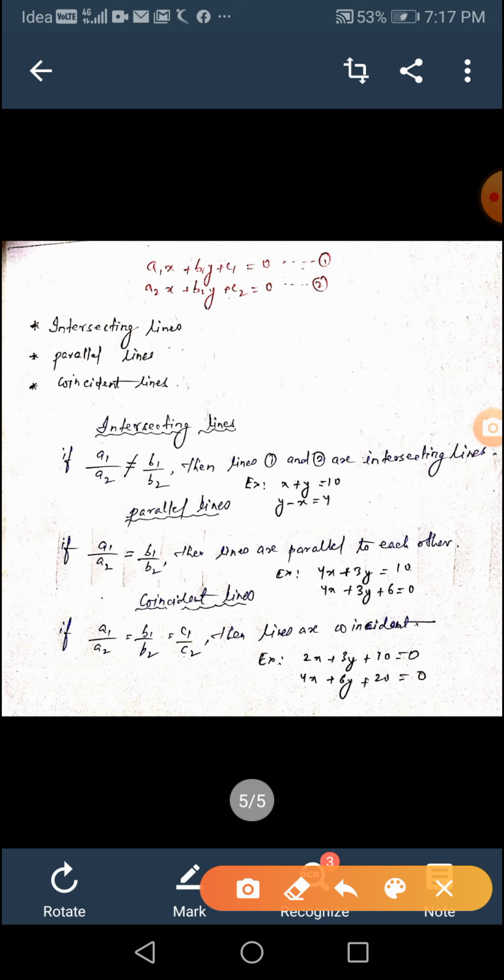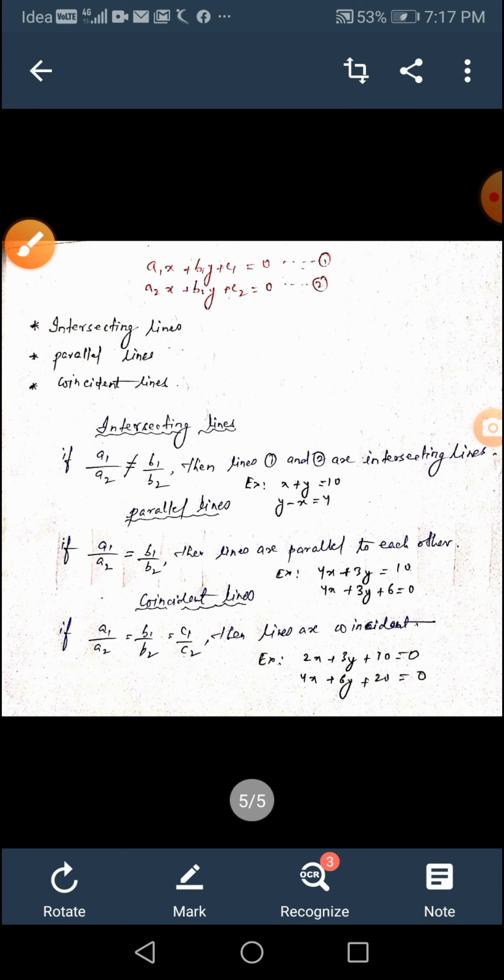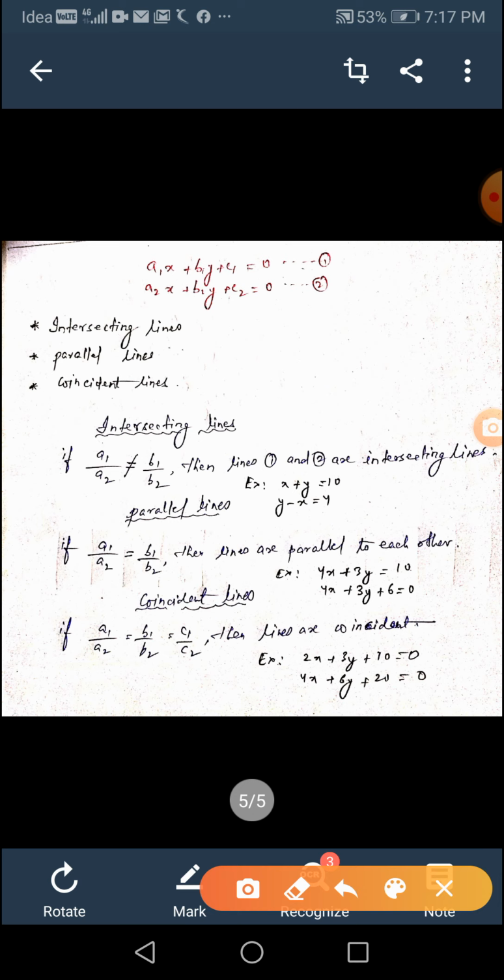Now the second one: the given lines are said to be parallel if the ratio a1 by a2 equals b1 by b2. a1, a2 are the coefficients of x, and b1, b2 the coefficients of y. So if we divide a1 by a2 and b1 by b2, and these two ratios are equal, then the two straight lines are parallel to each other.